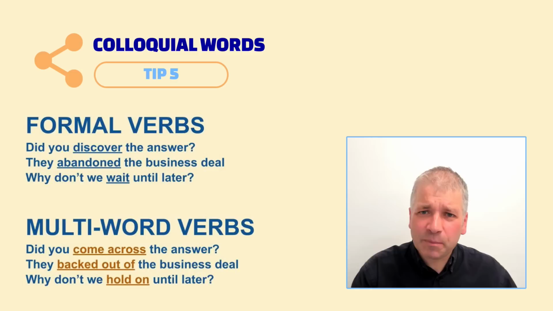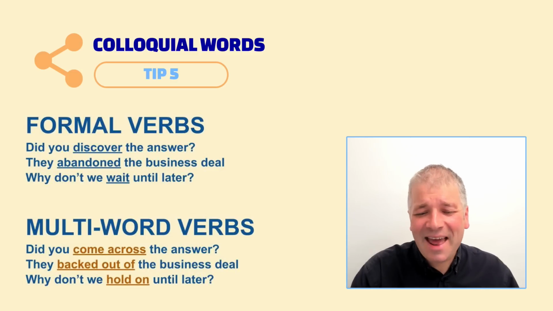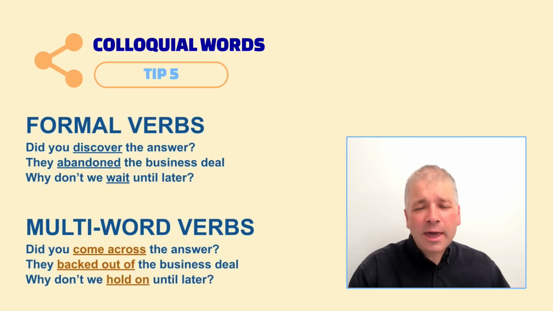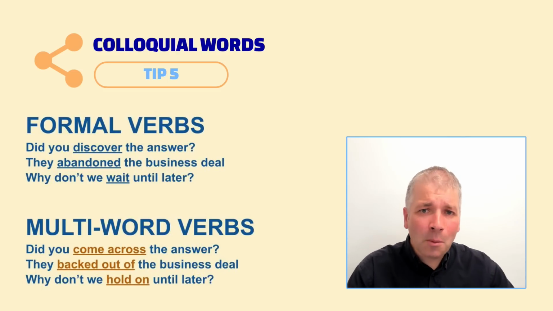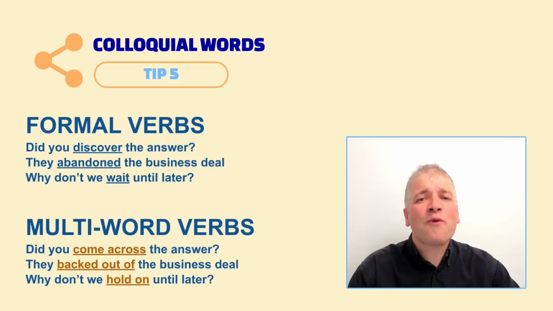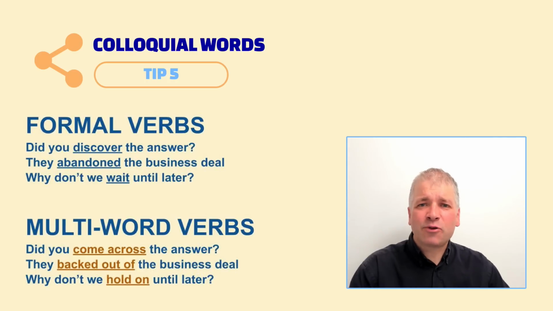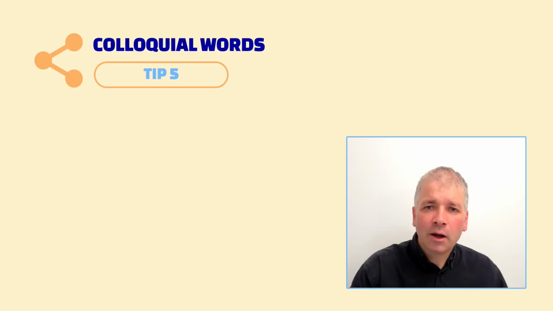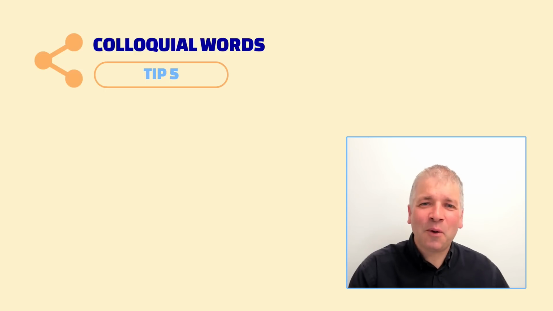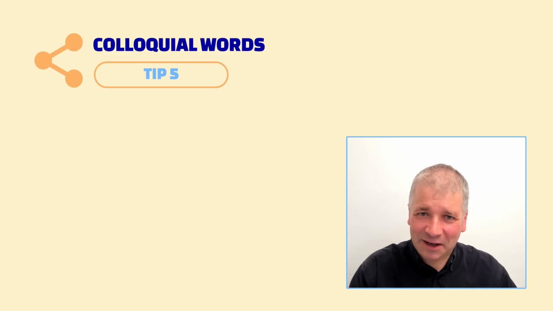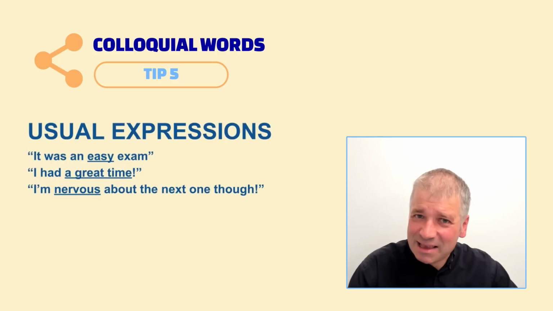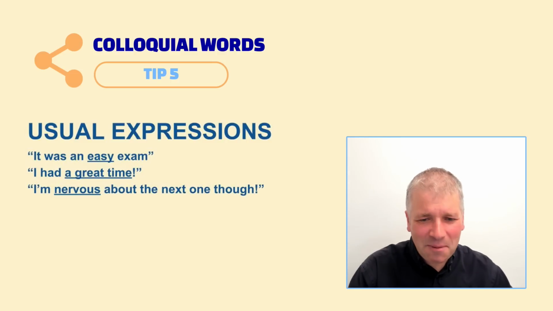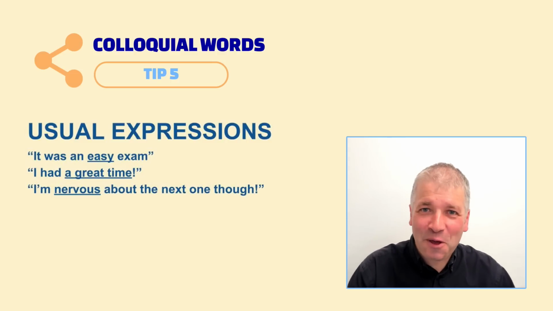And in English speech, people tend to use more multi-word verbs. They are considered more informal, therefore more friendly, and they demonstrate a closer relationship with the person they're speaking to. We also have a lot of what we call idioms in English. So, for example, it was an easy exam, I had a great time, I'm nervous about the next one though.